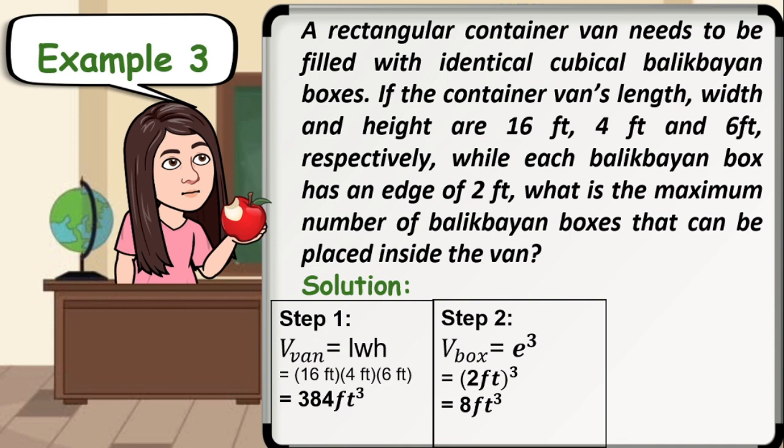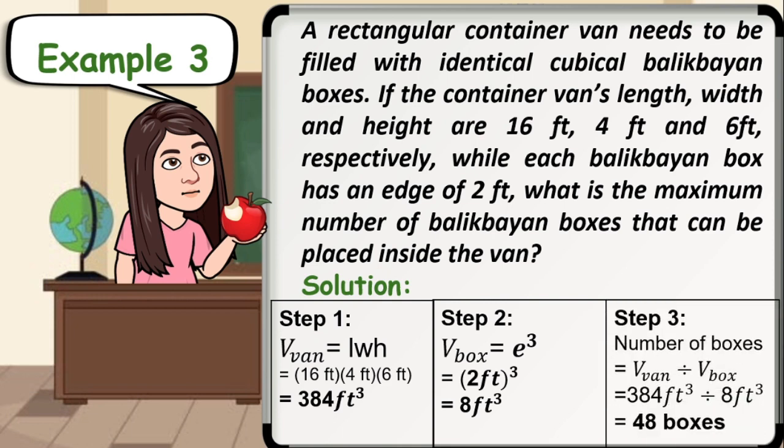And lastly, step number 3, to get the maximum number of balikbayan boxes that can be placed inside the van, we will divide the volume of the van by the volume of the box. So we have 384 cubic feet divided by 8 cubic feet. We have 48 boxes.